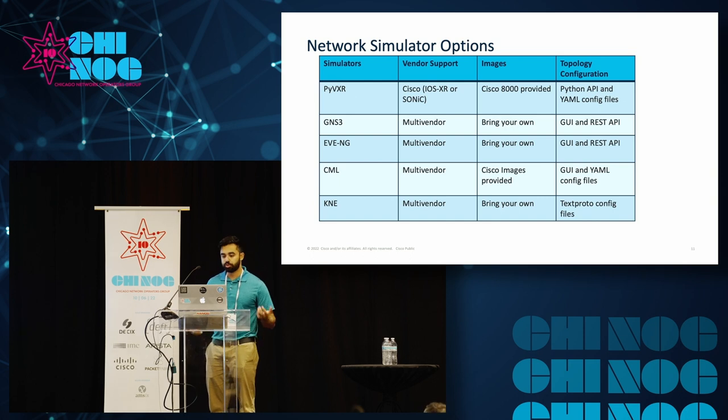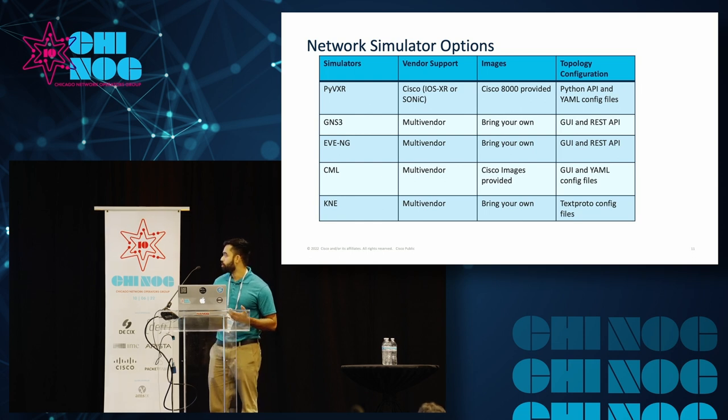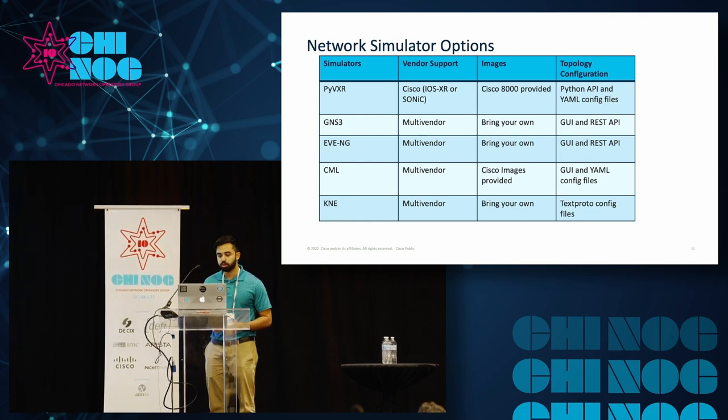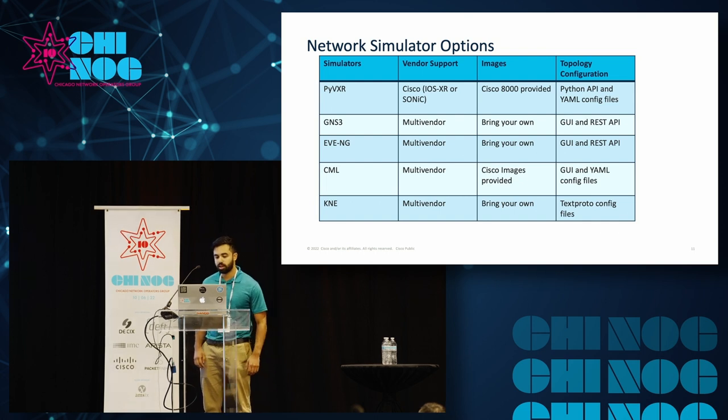GNS3 and EVE-NG both have multi-vendor support, but you do have to obtain the images from a vendor. So bring your own images. You can configure both of these with the GUI, as I discussed, but you can also use REST APIs to configure these topologies. Joe Clark mentioned CML in his presentation, and just like GNS3 and EVE-NG, it is GUI-based and it has multi-vendor support, but it provides you with all the Cisco images. And we have KNE, where you bring your own containerized version of these virtual routers.